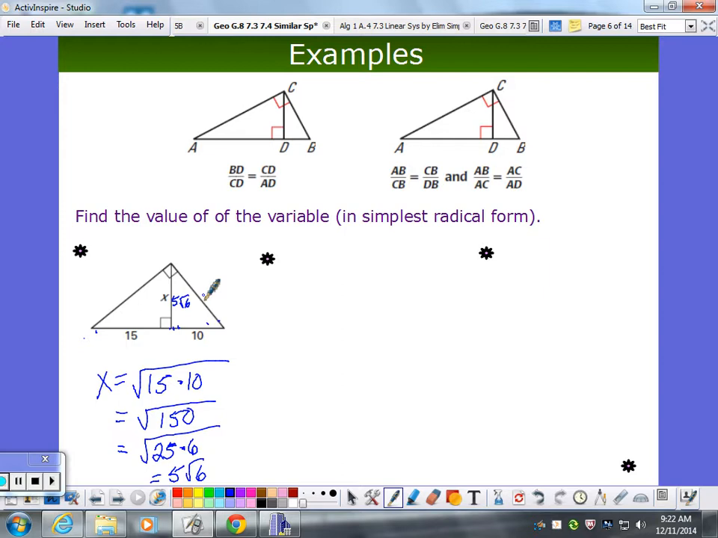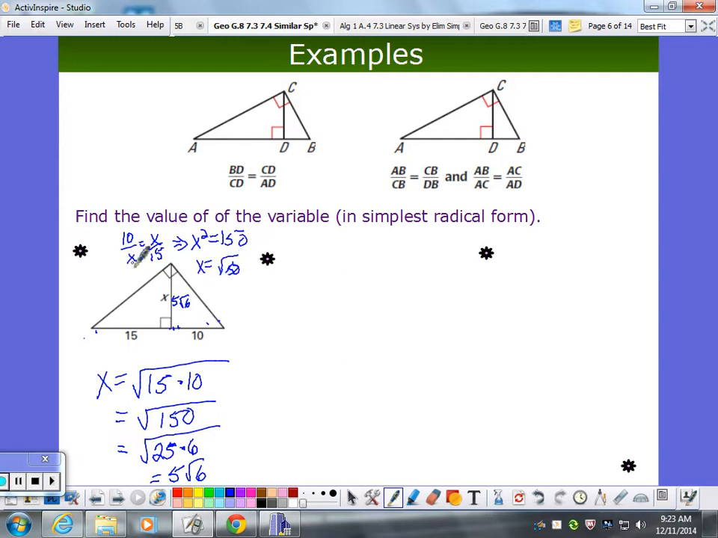What I'm doing is those are proportions. You can set up proportions too, and I'll probably mess it up because I always do. So let's see, 10 and x, I think they go together. This side to that side is the same as this side to that side, x to 15. So that means x squared equals 150, so x is square root 150. We're back where we started.